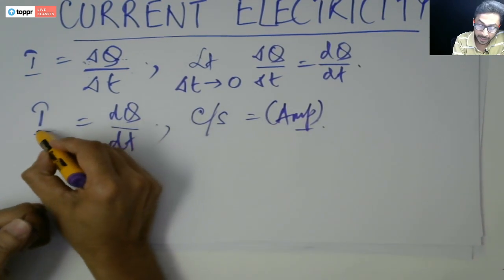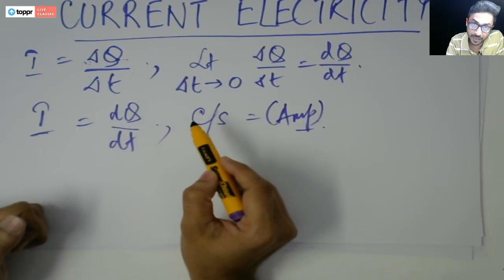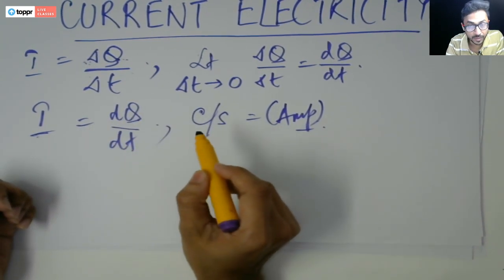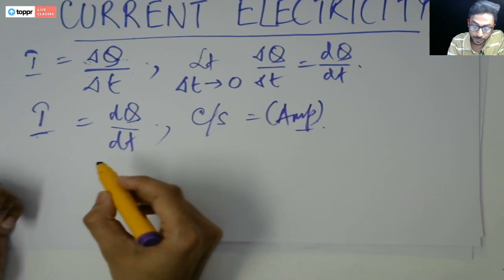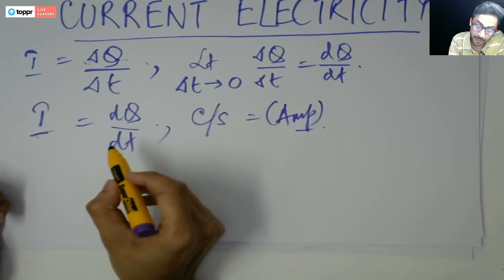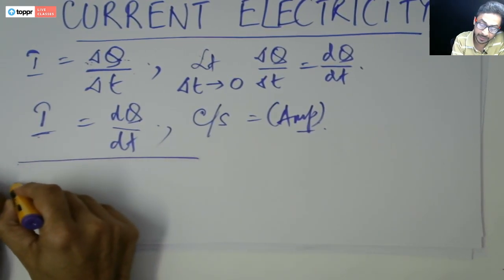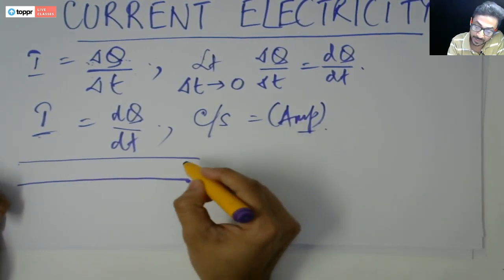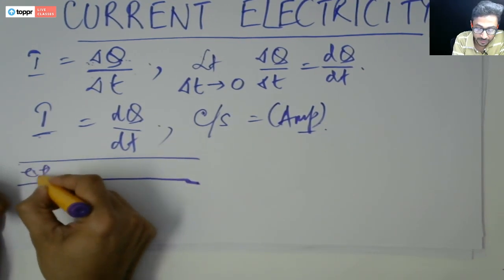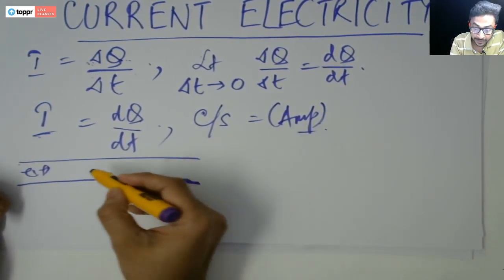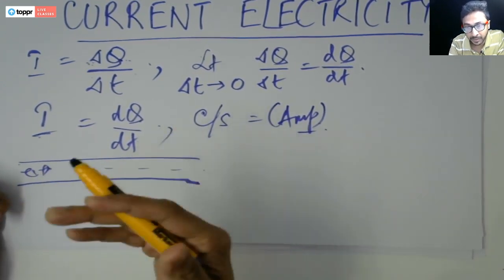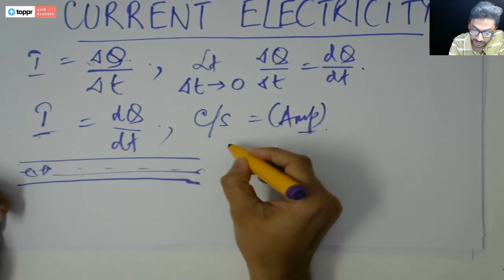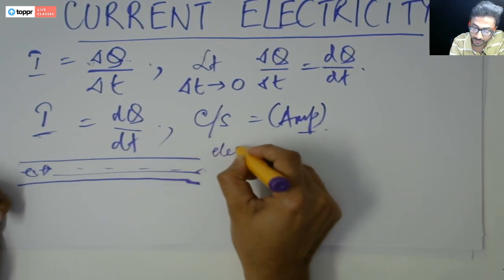Now current is flow of charge. Now what kind of charge? We haven't said that. Charge, as you know, can be positive as well as negative. But what do you think? In a metallic conductor, what kind of charges will flow, positive or negative? It will definitely be negative, because electrons are mobile, they are free to move along the metallic surface. So mostly the charge carriers are electrons.